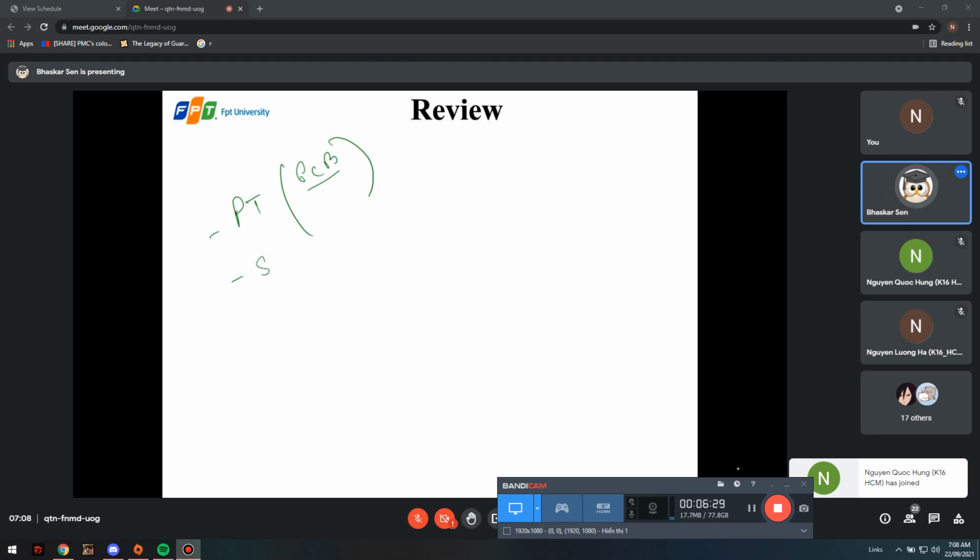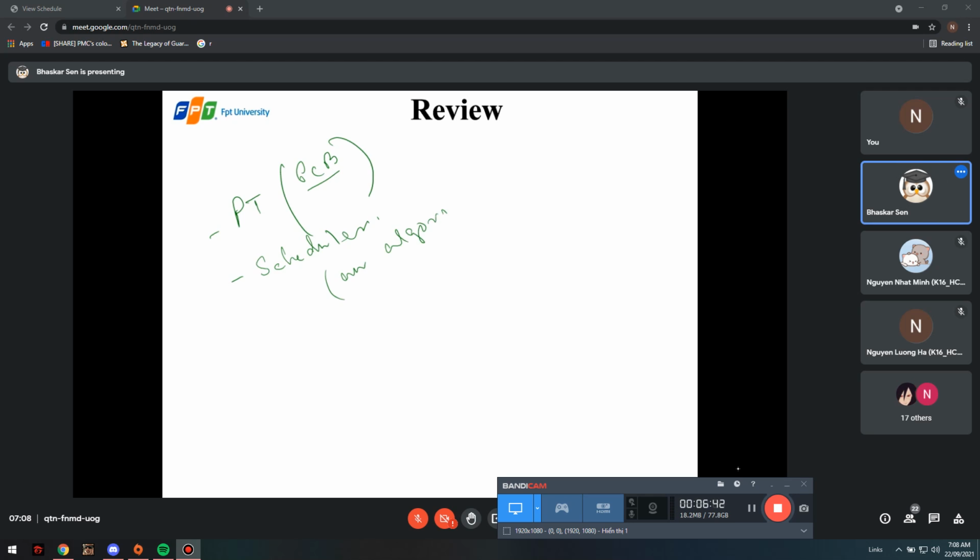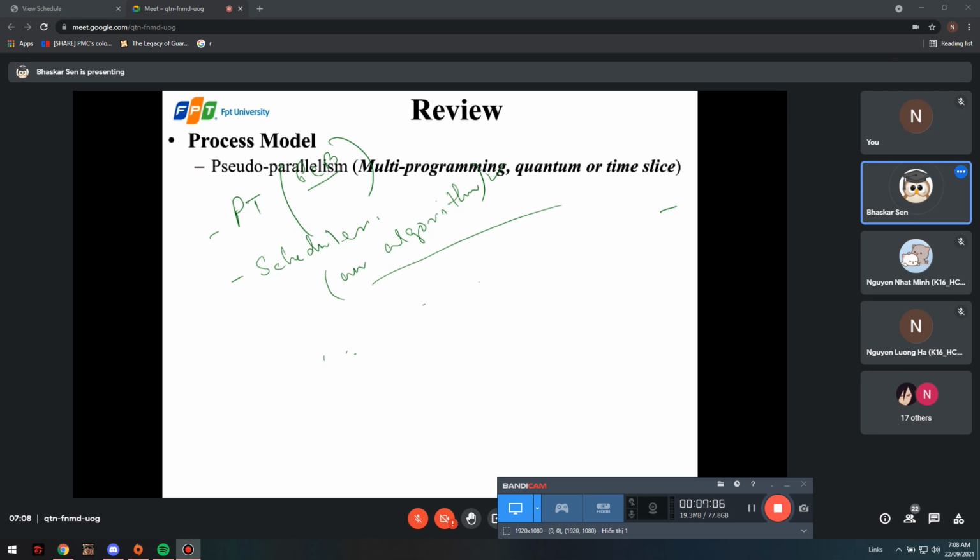And number two is the scheduler. What we have in the scheduler is an algorithm. And why do we need the algorithm? Because based on these algorithms, the processes will get switched, or the CPU will get switched. All right. So that is how your kernel OS continues to control the processes.